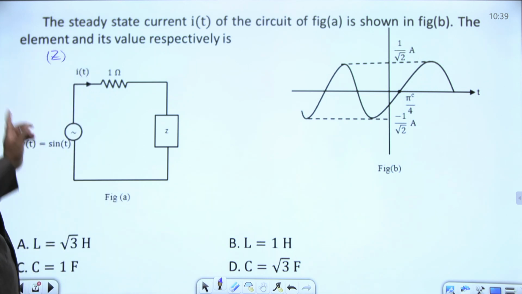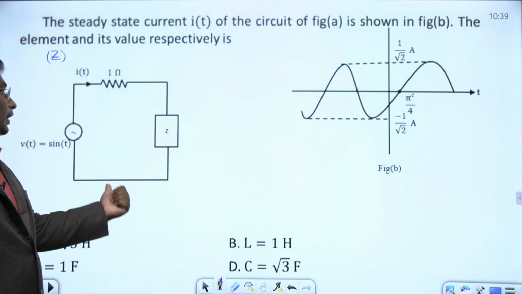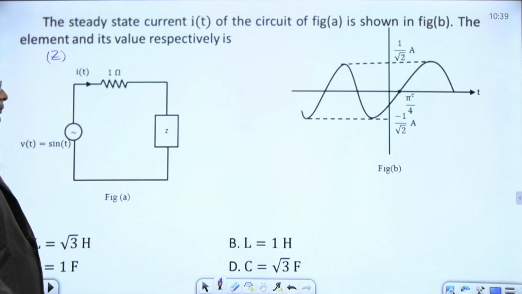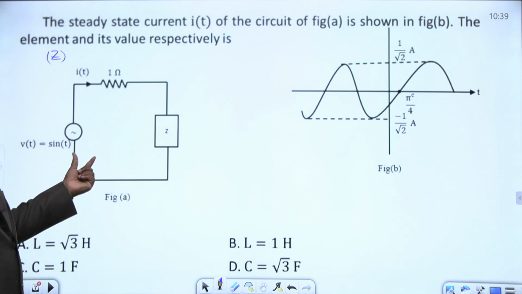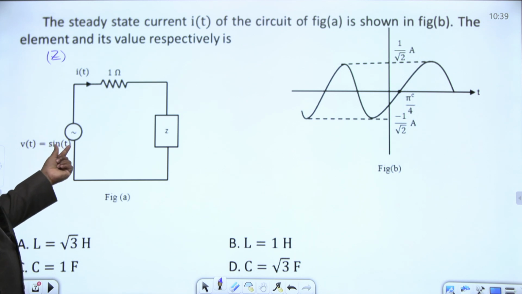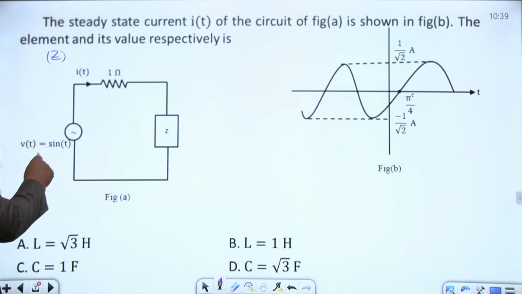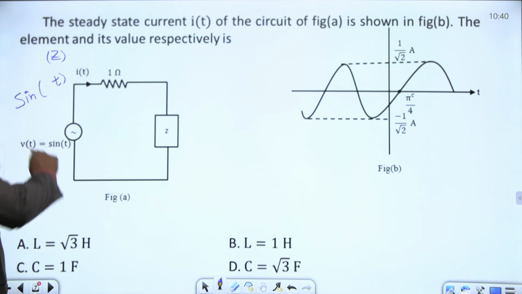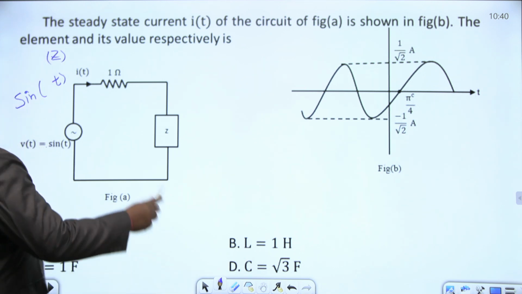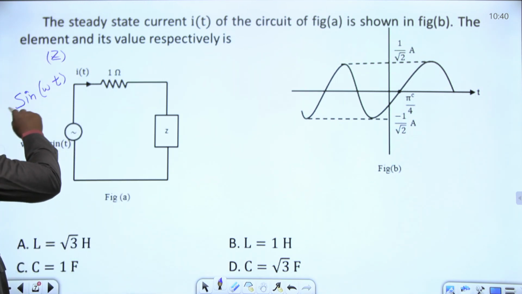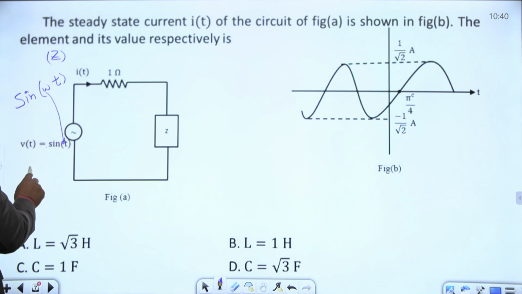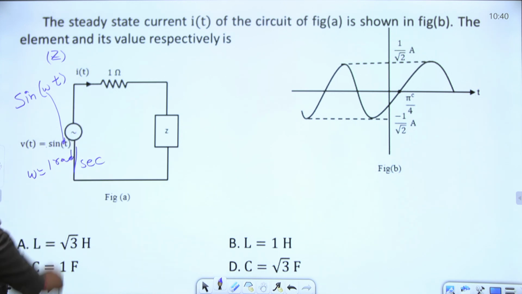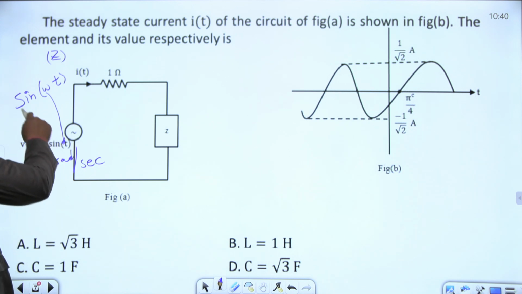Here the steady state current I of t of the circuit of figure A is shown in figure B. Then what element is present in Z? They ask something simple. If you observe, what is the source given? Sin t, magnitude is 1. Usually it is sin omega t. What is the value of omega? When you compare with sin omega t, omega equal to 1 radian per second for this question, and the amplitude is 1 here.